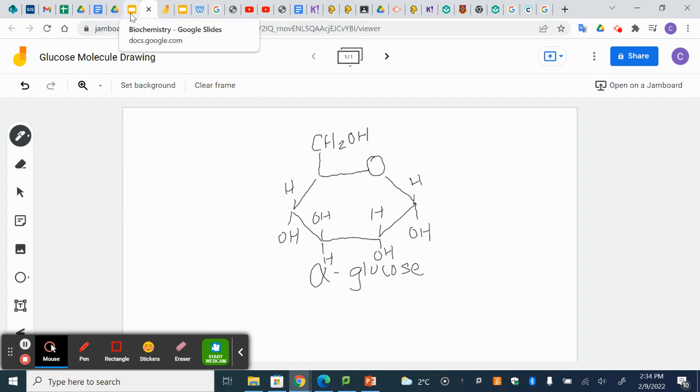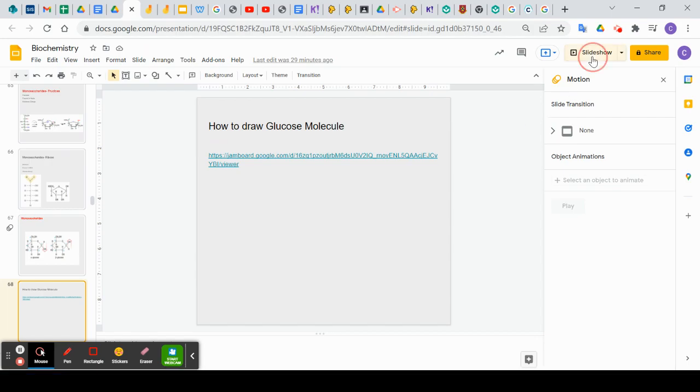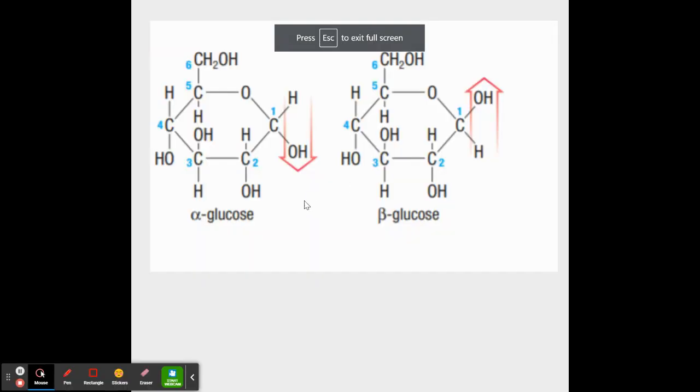You're going to also need to know how to draw the beta glucose molecule, and you can follow the same steps. However, with the beta, instead of having that down hydroxide like we just showed, you're going to have an up hydroxide on carbon 1. So you can write this down.